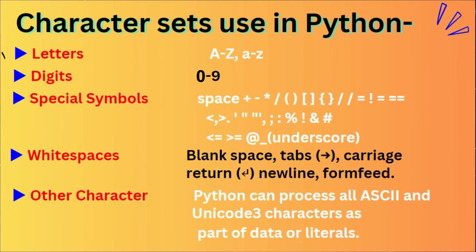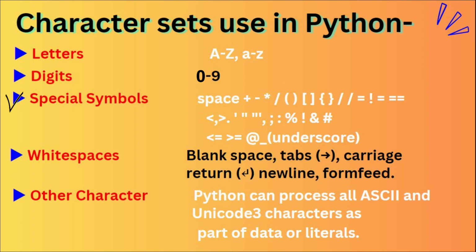What are the letters? The letters are A to Z, all types. That means all capital A to Z and also all small a to z. Then all digits, that means 0 to 9, all digits which lie between 0 and 9.